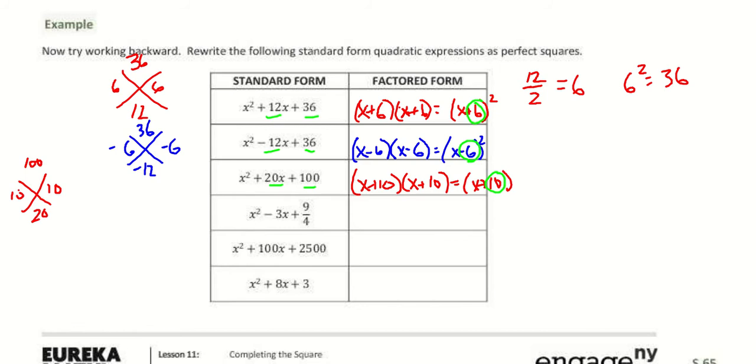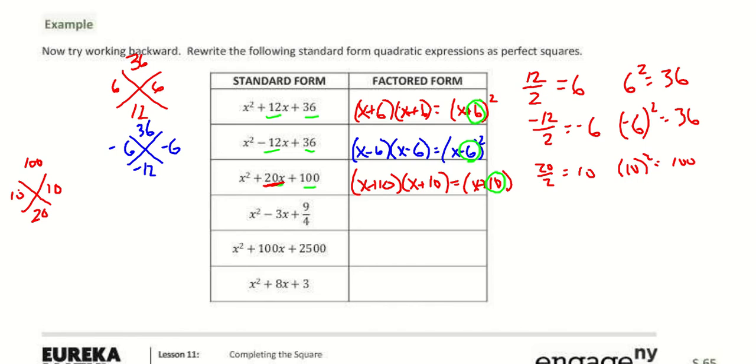So the same thing happens here. Negative 12 divided by 2 in the second example is equal to negative 6, and then negative 6 quantity squared is also 36. And the same thing happens here, right? 10 is half of 20, okay? And then 10 squared is 100. So I take 20 and I divide it by 2, and that equals 10, and then I do 10 squared, which is 100, okay? And this will always work.